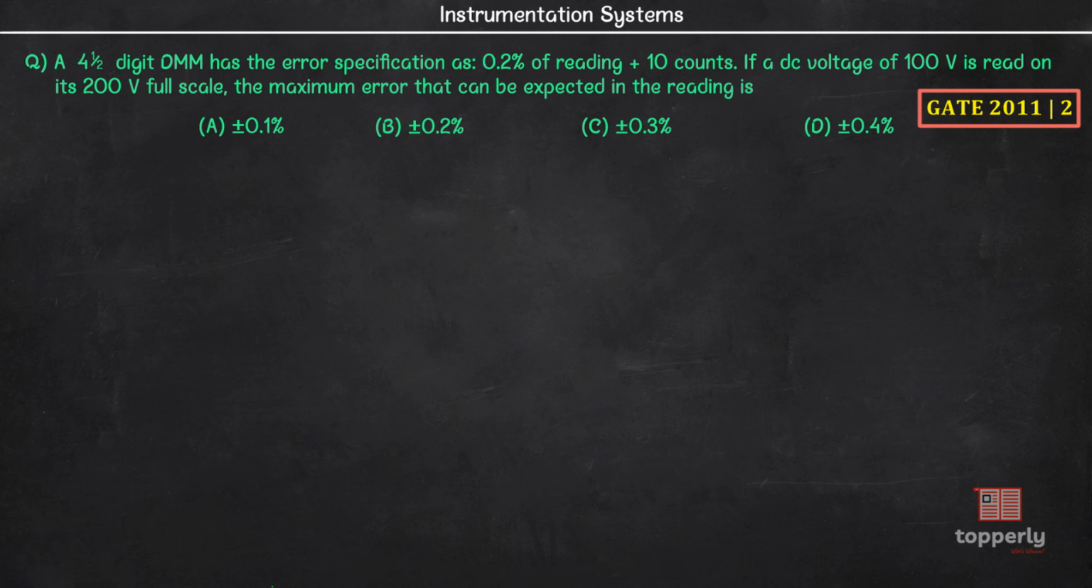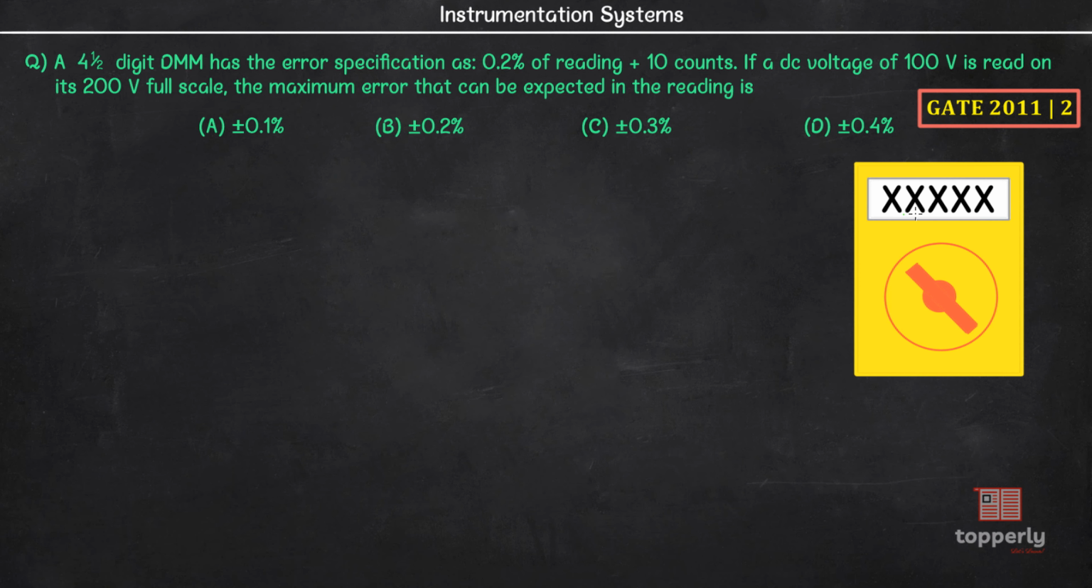4.5 digit means the display of the multimeter has 5 digits. For representative purposes, I have represented each digit by using X. Now, these last 4 digits can vary from 0 to 9. That is, they are full digits. However, this first digit can only display 0 or 1. That is, it is a half digit. Therefore, you have 4 full digits and 1 half digit, which gives us 4.5 digit.